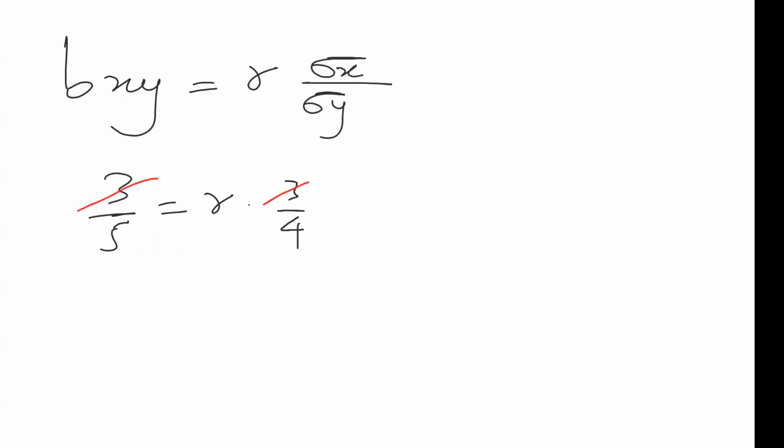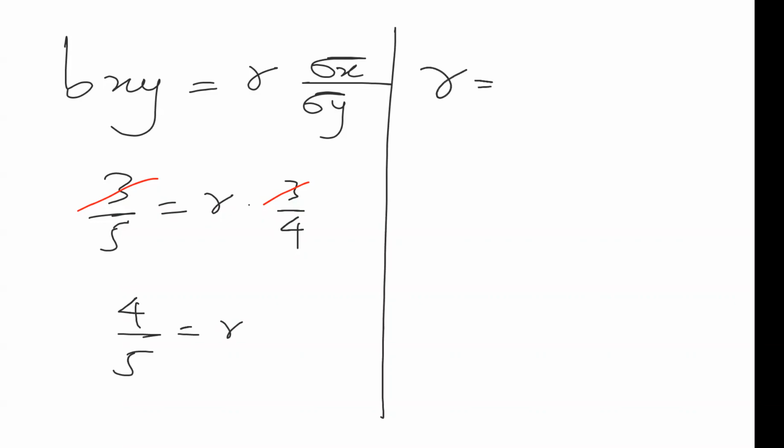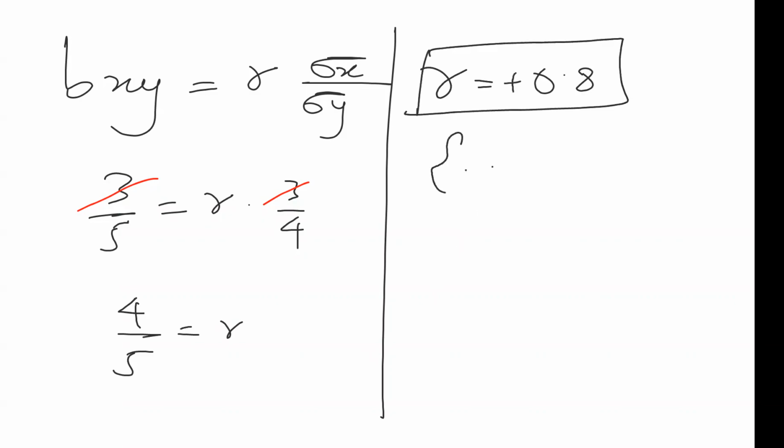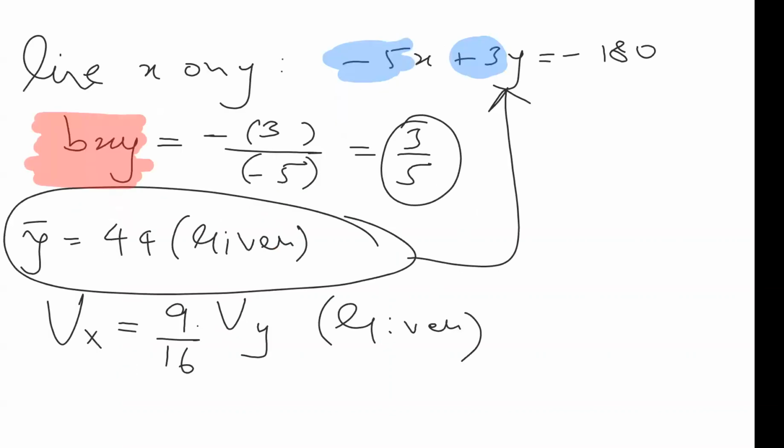3 will get cancelled on both the sides. 4 will get cross multiplied, which is equal to r. Okay, r is equal to 4 by 5, which is equal to 0.8. Okay, but then you write plus 0.8, and what you will mention? You'll mention r is positive since bxy is also positive.